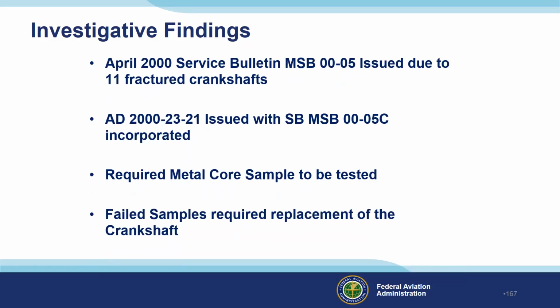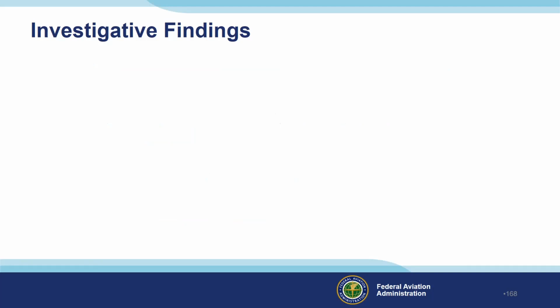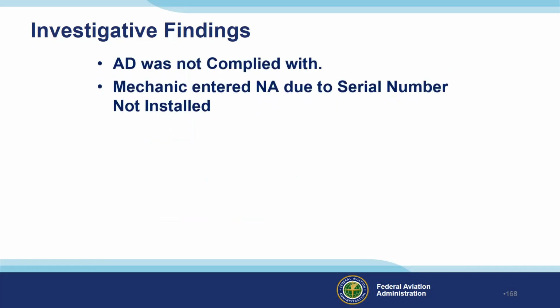That made that service bulletin mandatory. And it required the core sample to be taken and tested. And if the test failed, you had to replace the crankshaft. So this AD was not complied with. The mechanic entered NA due to serial number not installed.